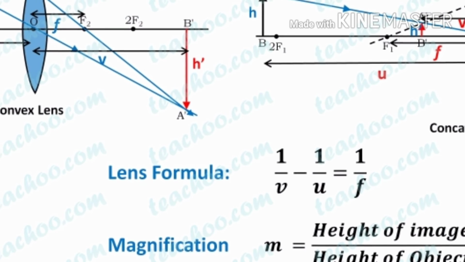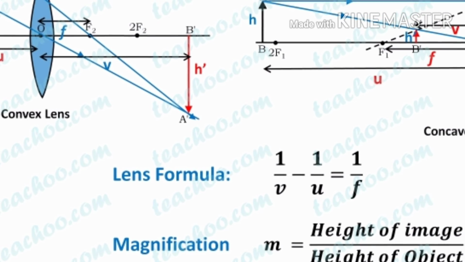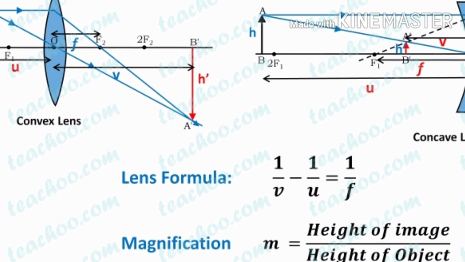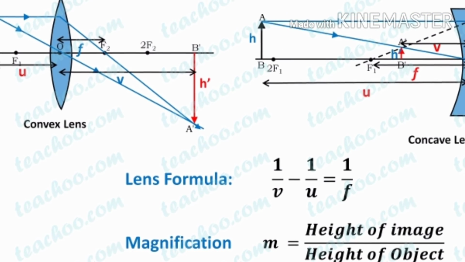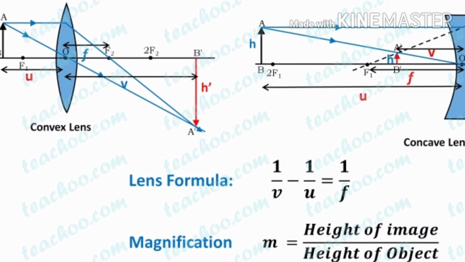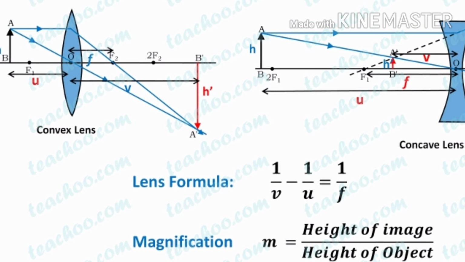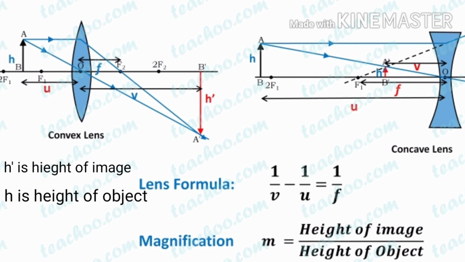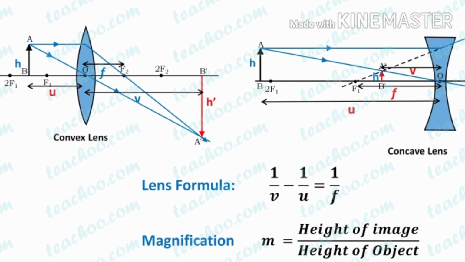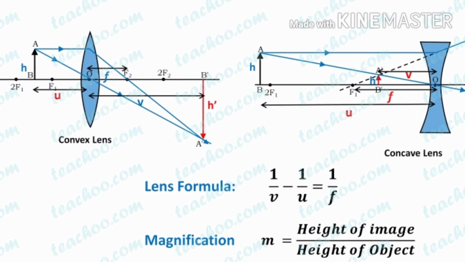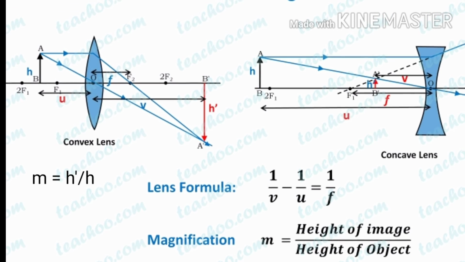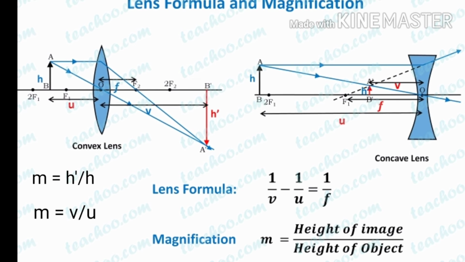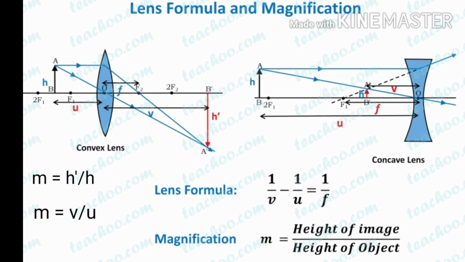Similarly, the magnification produced by a lens is similar to that for spherical mirrors. It is defined as the ratio of the height of the image and the height of the object. It is represented by the letter small m. If h is the height of the object and h dash is the height of the image, then the magnification produced by the lens is given by m is equal to height of image h dash upon height of object h. And it is also equal to v by u.